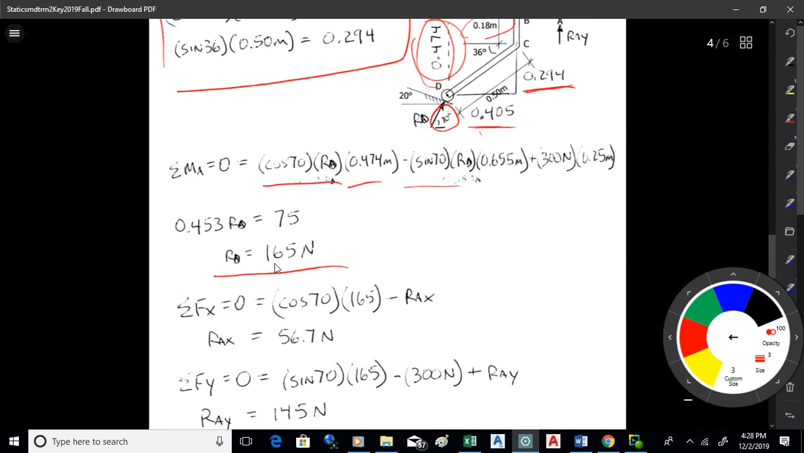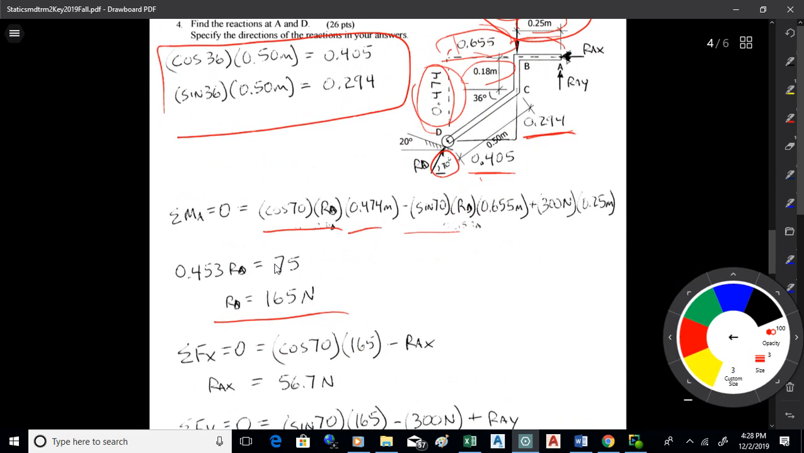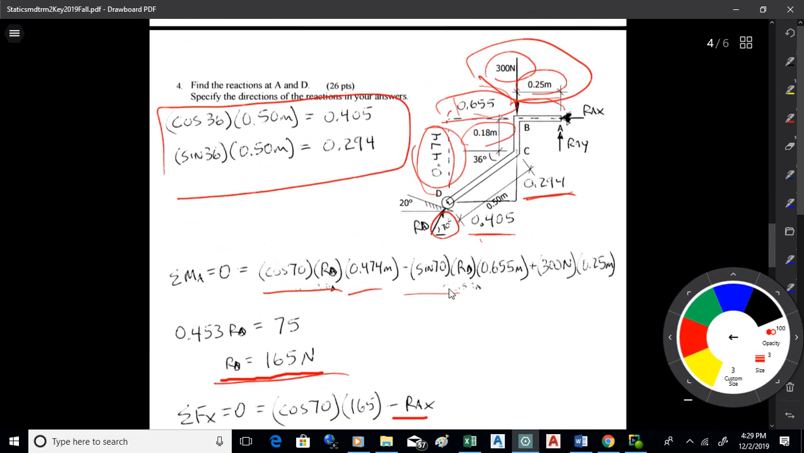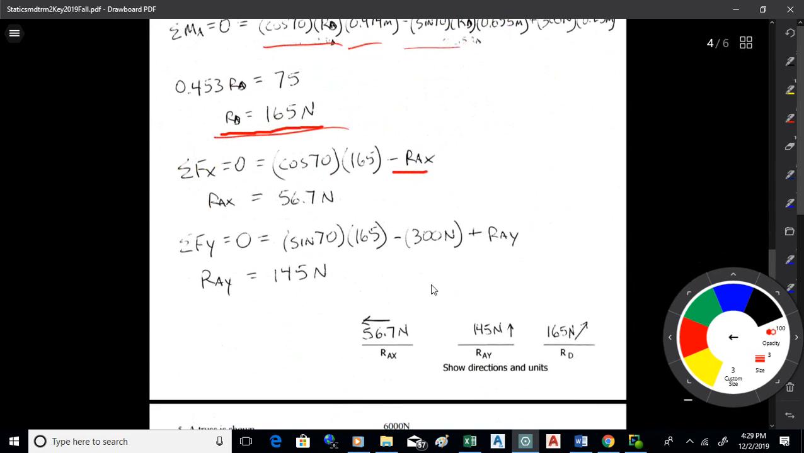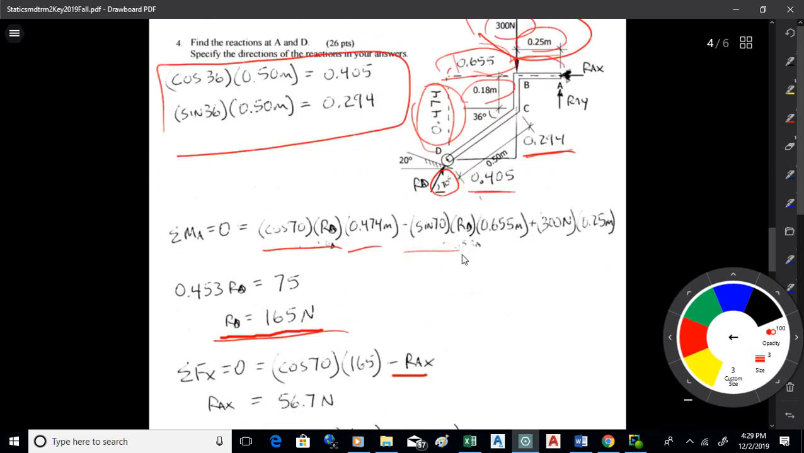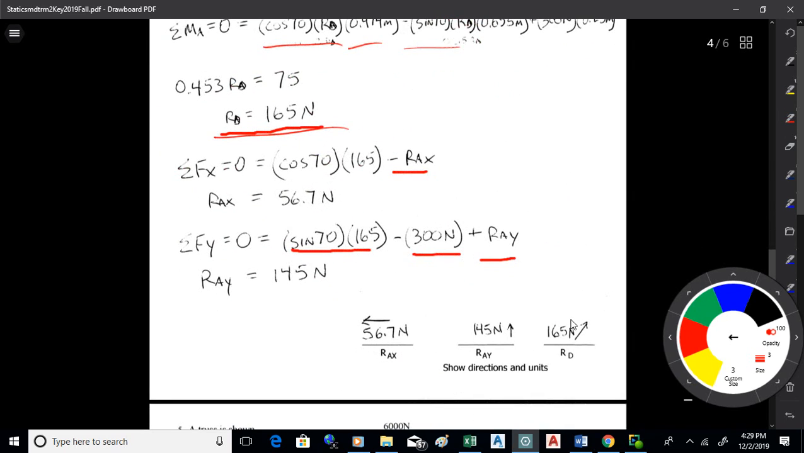Once I have that, I can go sum of Fx is 0, so cosine 70 times the 165 that I just found there, minus REX. Solve for REX is 56.7, and then I go sum of Fy. So I've got sine 70 times the 165 at D, minus 300, and then plus REY. Solve for REY, it's 145. Okay.